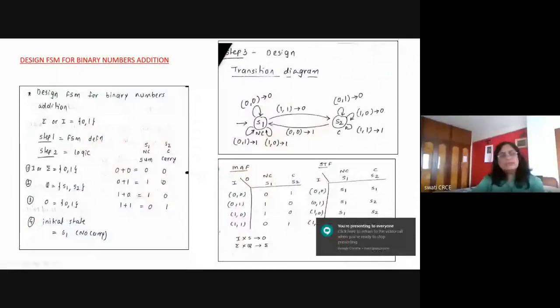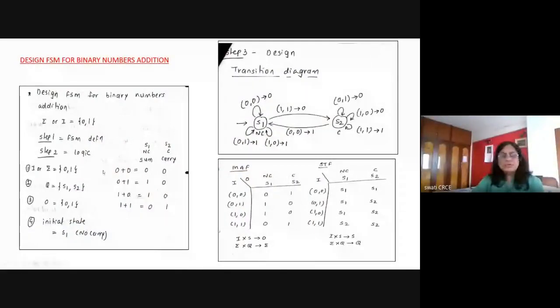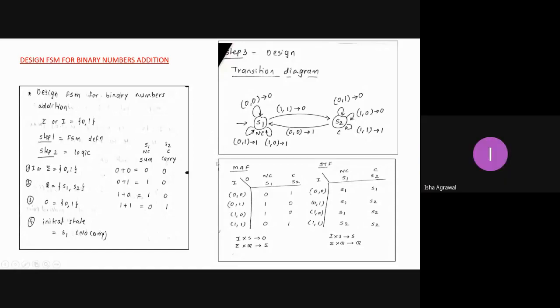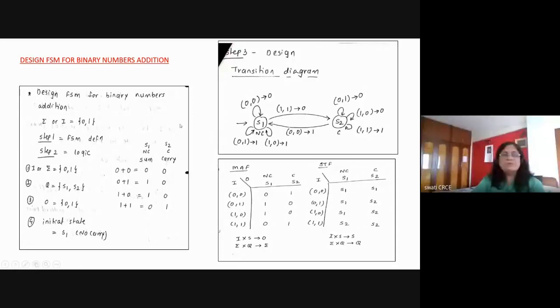Yeah, output will be generated in the output tape. Okay, so suppose you want to add two numbers, 0 1 plus 1 0. Then what will be the output? The first number is 0 1, the second number is 1 0, so the output will be 1 1. So on the output tape, the output will be generated.